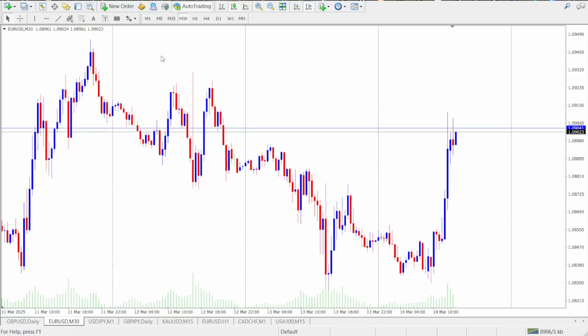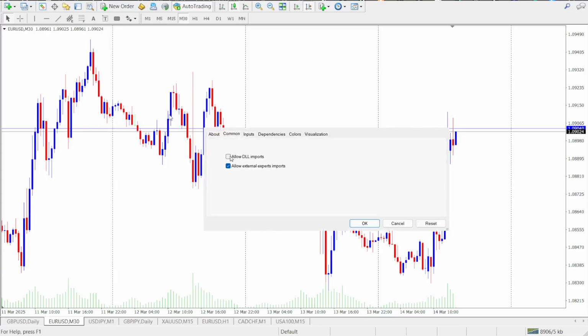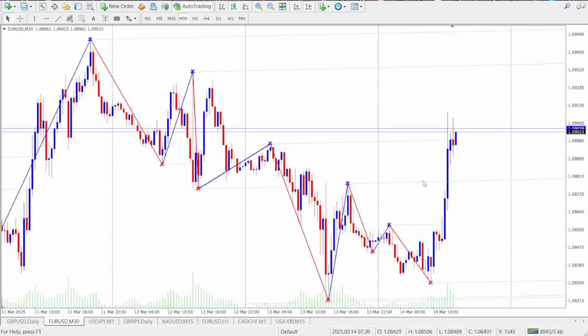Now I'm just going to add the level trading 123 indicator to the chart. Remember that this is a custom indicator, so you might have to download it from an external site and then add it to your indicators library, after which you'll be able to use it on your MetaTrader 4 terminal.